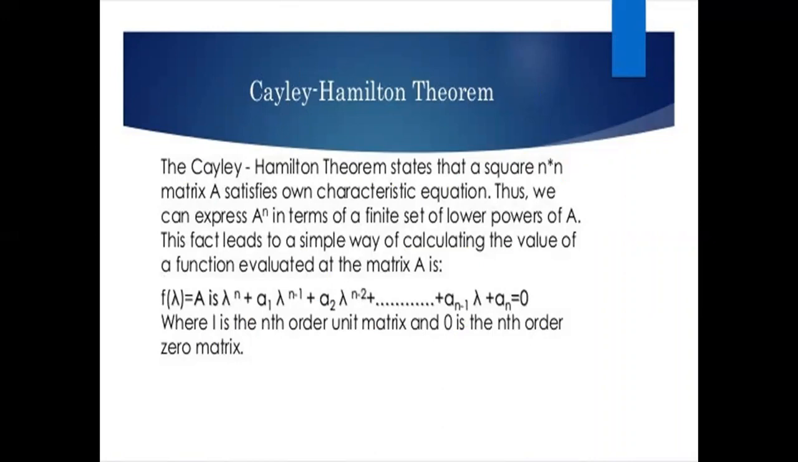This fact leads to a simple way of calculating the value of a function evaluated at the matrix A. f of lambda equal to A, which is lambda power n plus A1 lambda power n minus 1 plus A2 lambda power n minus 2 plus so on and so forth plus A suffix n minus 1 lambda plus An equal to 0, where I is the nth order unit matrix and 0 is the nth order zero matrix.